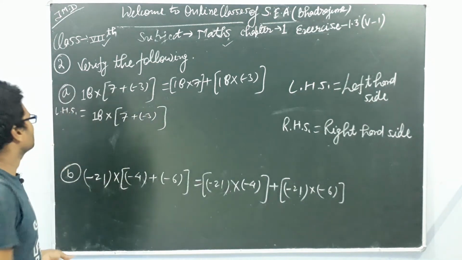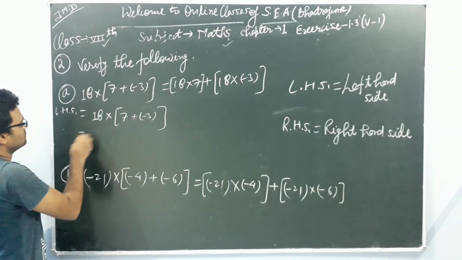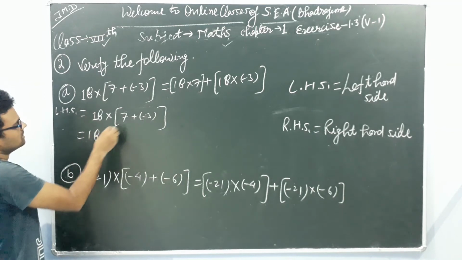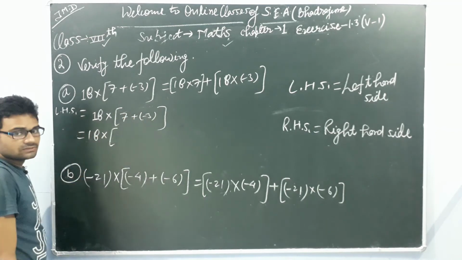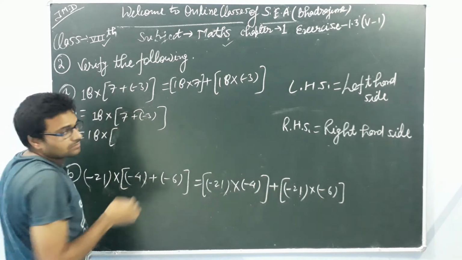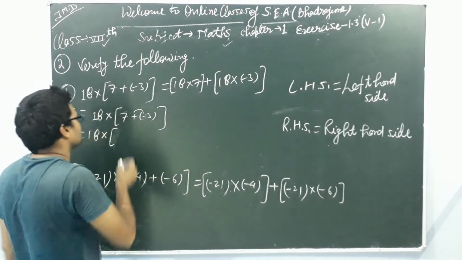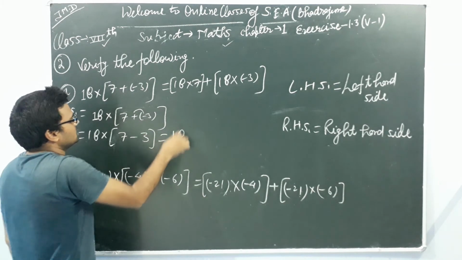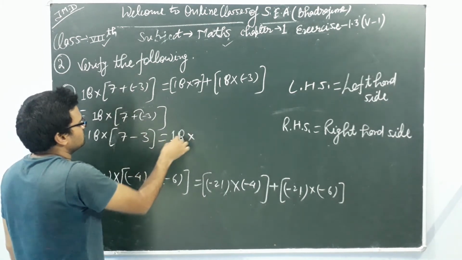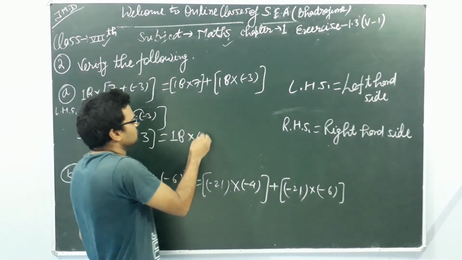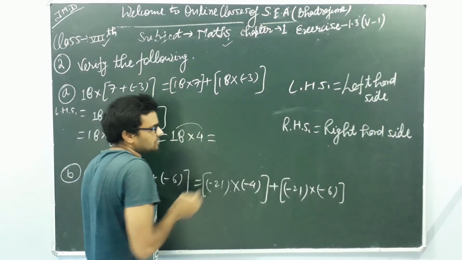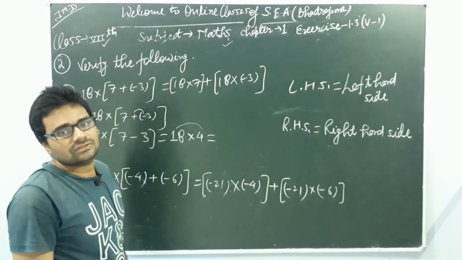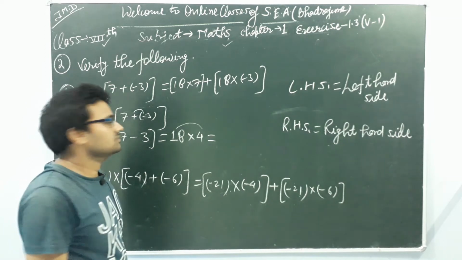Okay, so now what we will get is 18 multiplied with 7 plus minus 3. When minus multiplies with a plus, it will be a minus again, and this is 3. Okay, 18 multiplied with what? 7 minus 3 is 4. 18 4s, what is 18 4s? 18 1s are 18, 18 2s are 36, 18 3s are 54, 18 4s are 72.